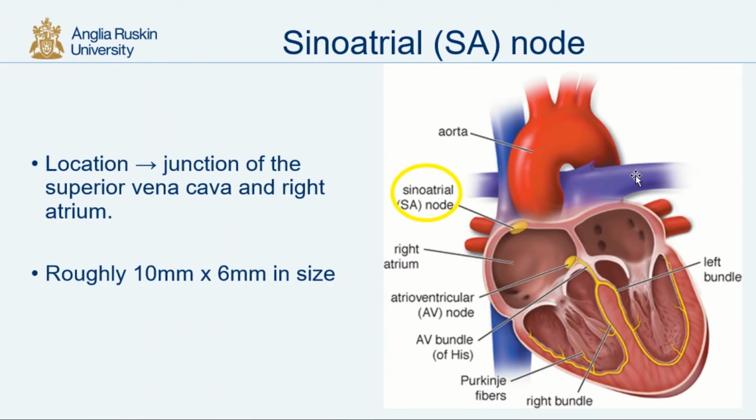Now, once again, you're looking at that same slice of the heart where you can see all the four chambers of the heart simultaneously. This is the right side of the heart with the right atrium and the right ventricle, and this is the left side with the left atrium and the left ventricle clearly shown over here, all four chambers at the same time.